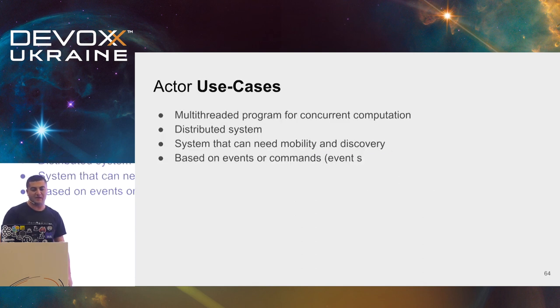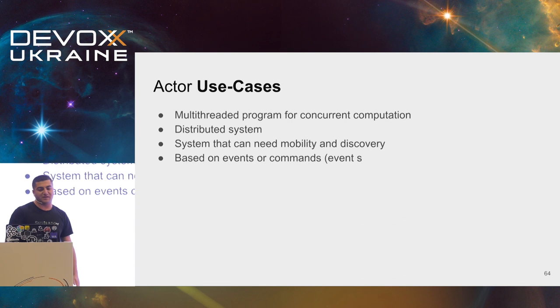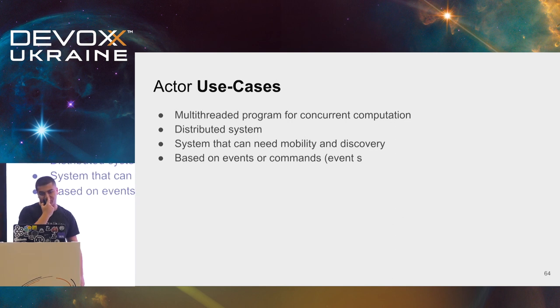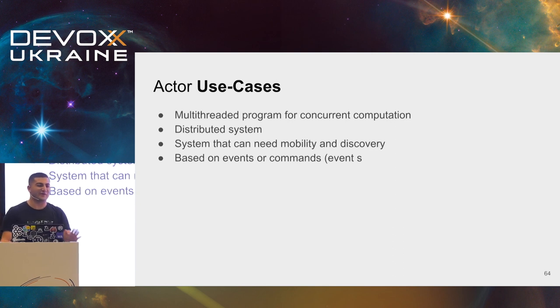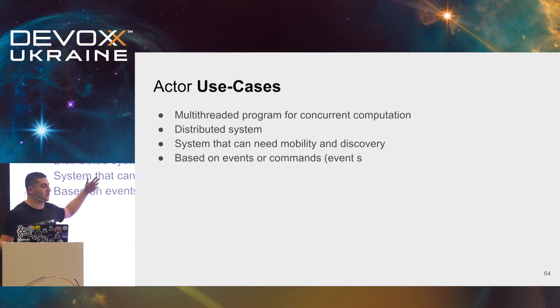So, the actual use case for me is all the multi-threaded programs. I know we have guys here who love mutex and semaphore, it's fine, but I think it's very easy to work with actors. Actors cover the distributed system part, not all the pi calculus or something.